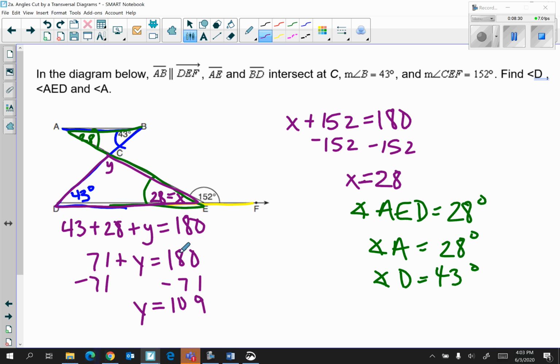And notice, if this is 109, then the angle across also has to be 109 because they're vertical angles. So we were able to fill out the entire diagram using our knowledge of angles.